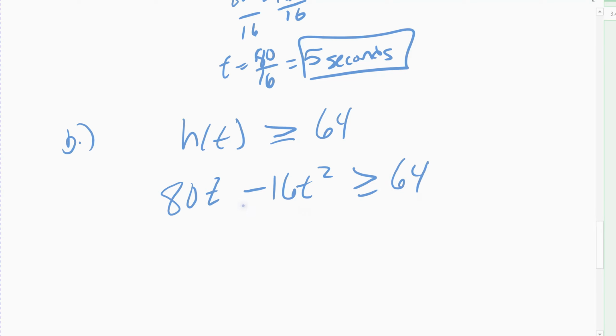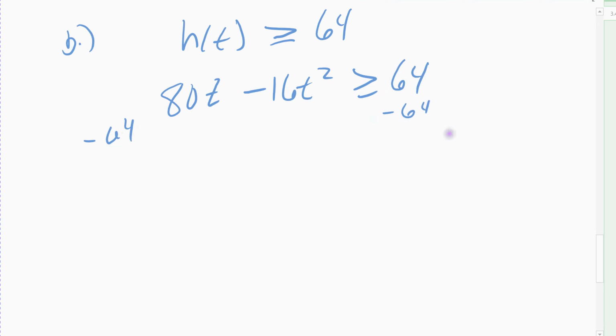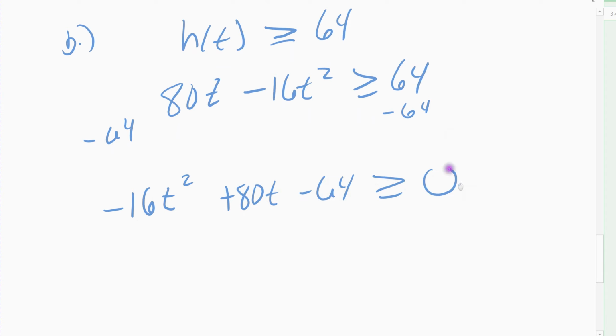Again, isolate: move the 64 over, make it equal to 0, so minus 64 on both sides. I might rewrite it because it's more comfortable to write the squared term first: 16t squared plus 80t minus 64 greater than or equal to 0. There's the inequality I want to solve. It's up to you. Again, there's a bunch of different methods. You can use the table method, or any method you want.